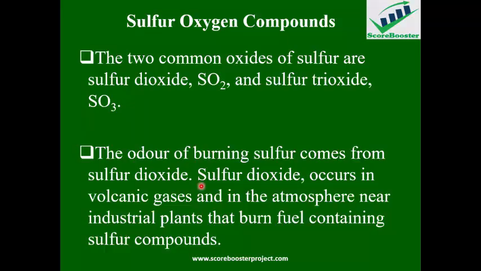So sulfur dioxide occurs in volcanic gases, because that is combustion, and it's in the atmosphere near industrial plants because of the sulfur that is emitted. Because sulfur is at higher temperature, when it gets to the atmosphere, it reacts with oxygen to form sulfur dioxide. So when we get close to those industrial areas, the odor we get is also sulfur dioxide.